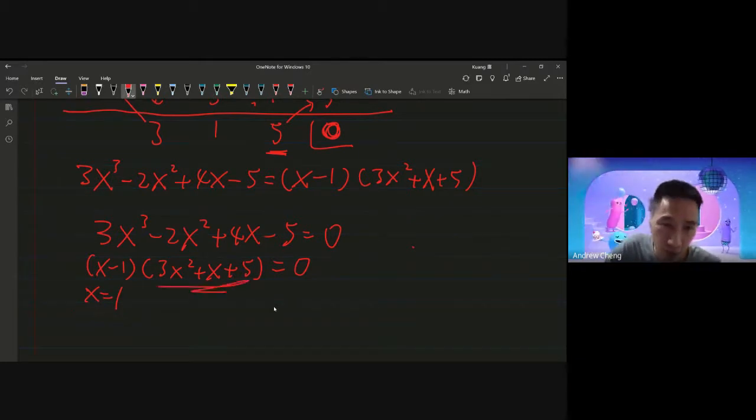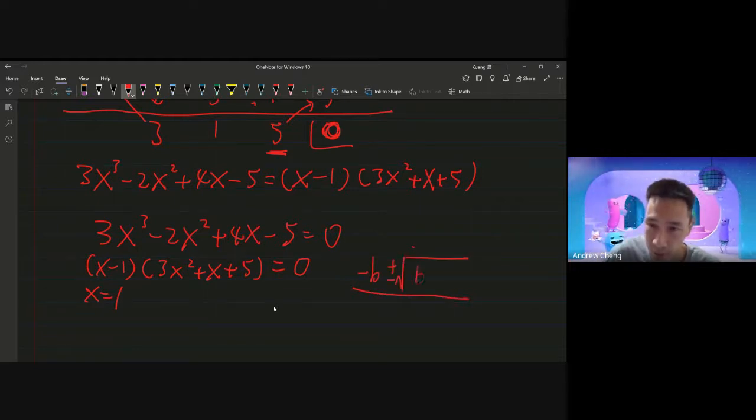And then I can solve. When this quadratic equals 0, I can use the quadratic formula, right? Negative b plus or minus the square root of b squared minus 4ac. Okay, I will introduce this formula later. Not introduce, I think you already saw that, just review.